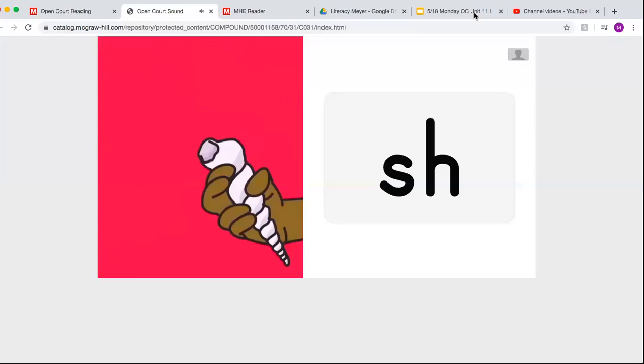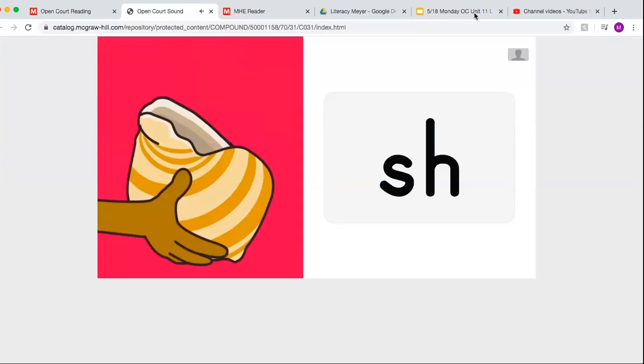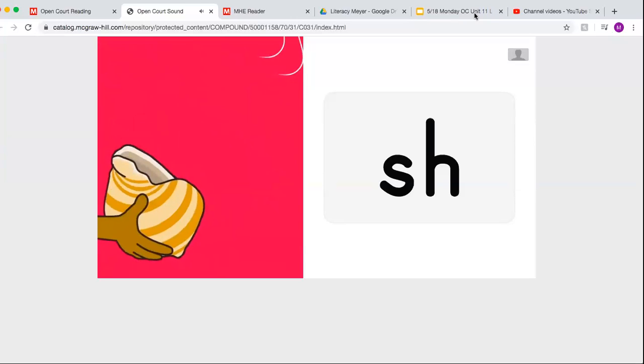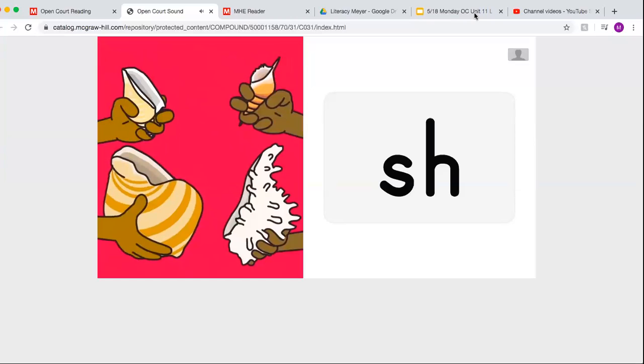They found a thin shell. It made a high shh. They found a thick shell. It made a deep shh. Sheila and Sharon listened to lots of shells, but no matter what size and shape, what do you think Sheila and Sharon heard in every shell? Shh.